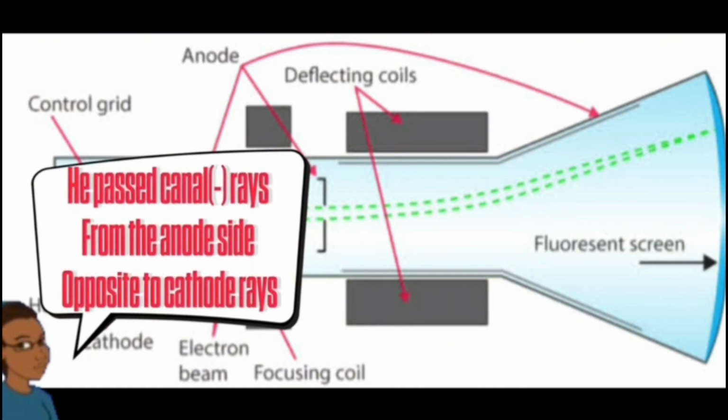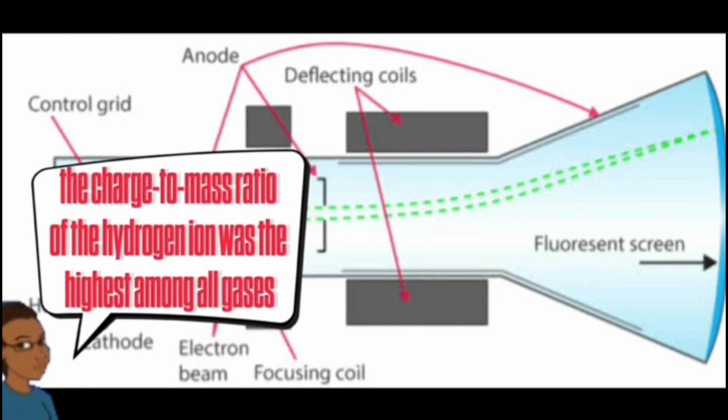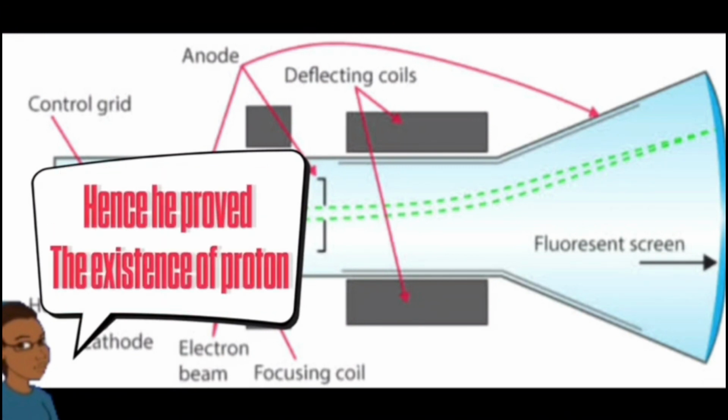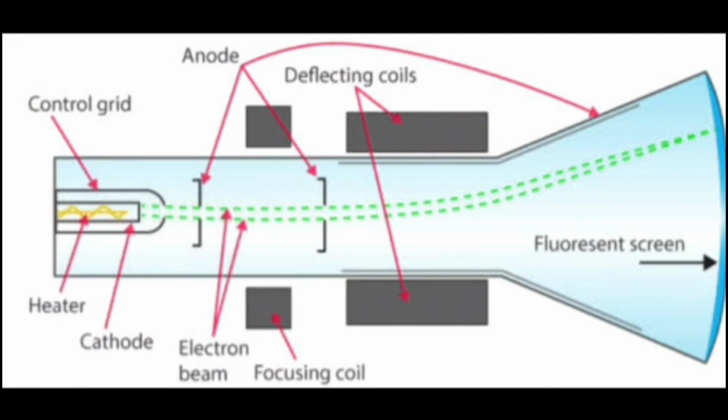He passed canal rays from the anode side, opposite to the cathode rays. The charge to mass ratio of the hydrogen ions was the highest among all gases. Hence, he proved the existence of proton. The experiment was known as canal rays experiment.